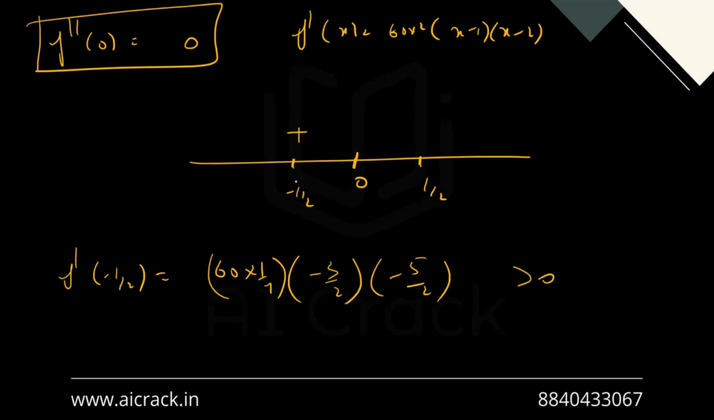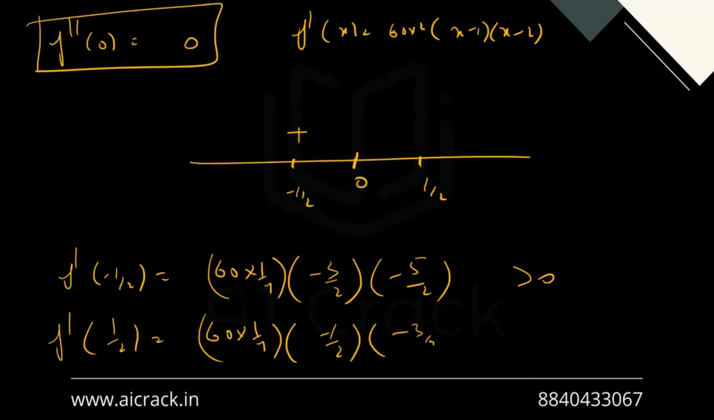So we have a positive slope over here. And if we talk about f dash of 1 by 2, we'll be getting 60 into 1 by 4 multiplied by minus 1 by 2 and minus 3 by 2. So that is again positive. So we can see that we have a positive slope over here and a positive slope over here. So we have an inflection point, something of this sort. We've got an inflection point.